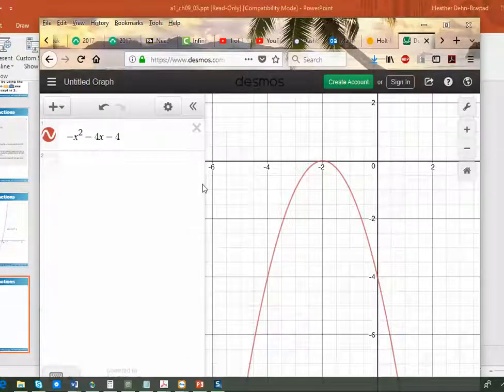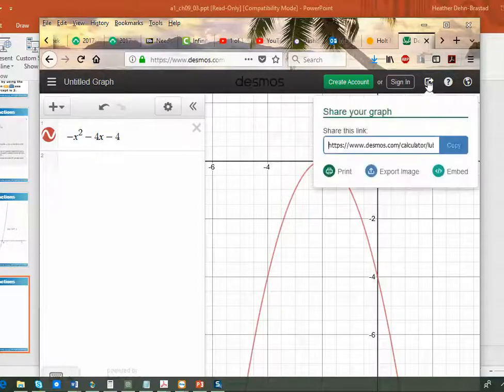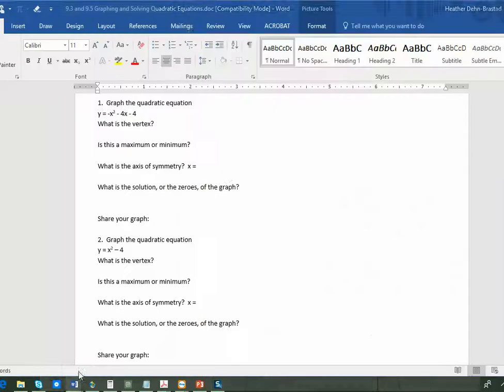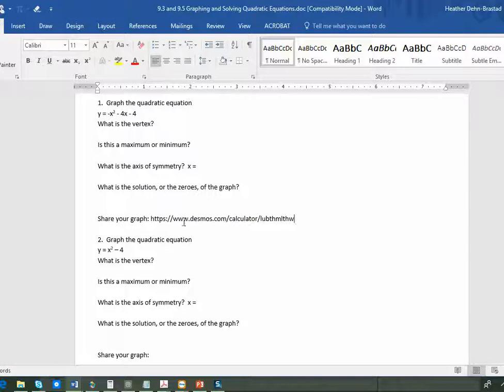All right, let's see. I'm going to share my graph first so I don't forget. So when you go to share graph, you can copy this link, and then when you open up your worksheet, you can paste it right here. And I can click on that link and see your graph.